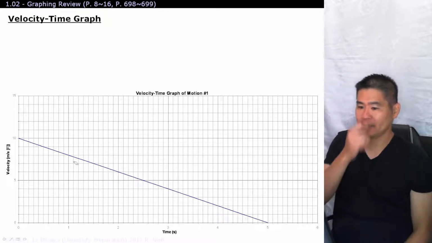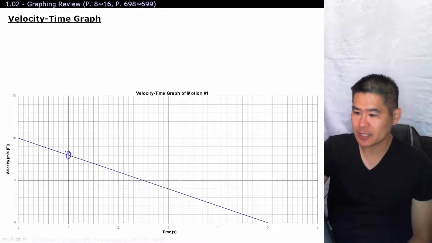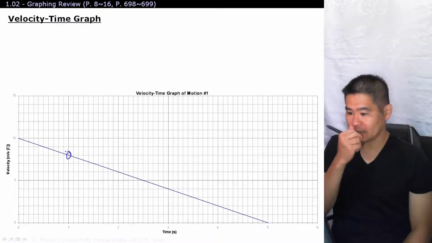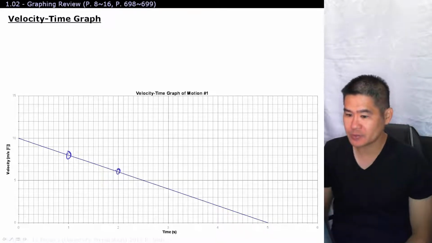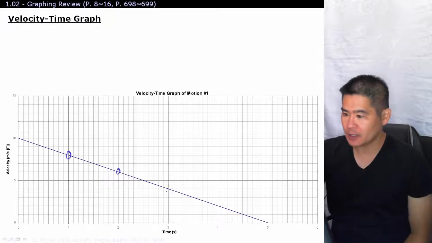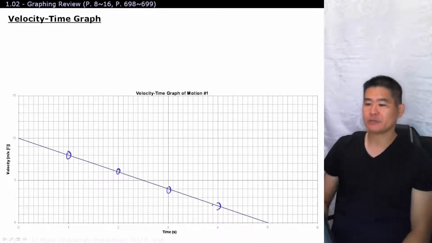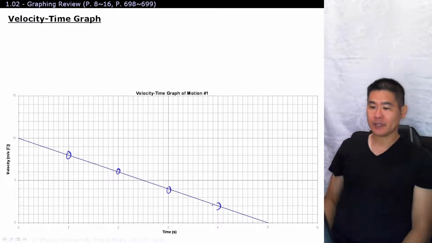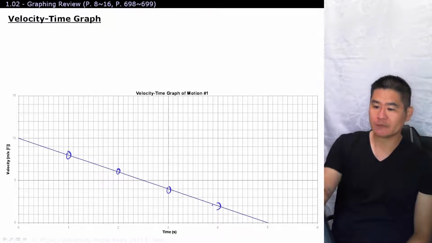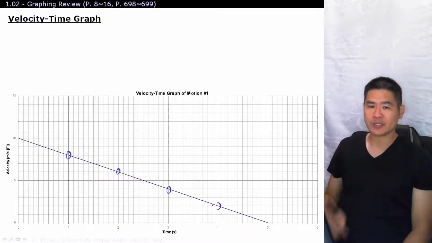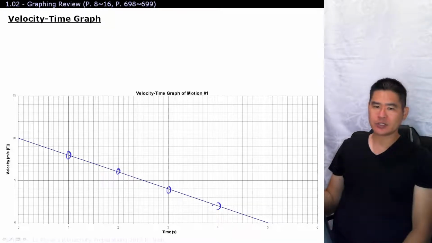Okay, so once you've done your tangents, you would get 8 meters per second at the 1 second mark, 6 meters per second at the 2 second mark, 4 meters per second at the 3 second mark, and this will be a linear correlation, right? And this linear correlation tells us that the velocity is gradually decreasing as time goes by. Anytime the velocity gradually increases or gradually decreases, we're experiencing something known as uniform acceleration.